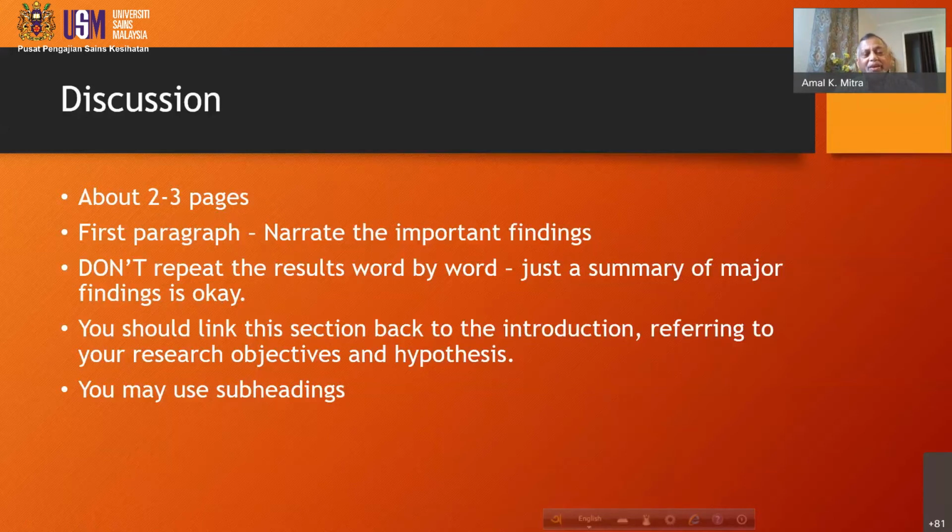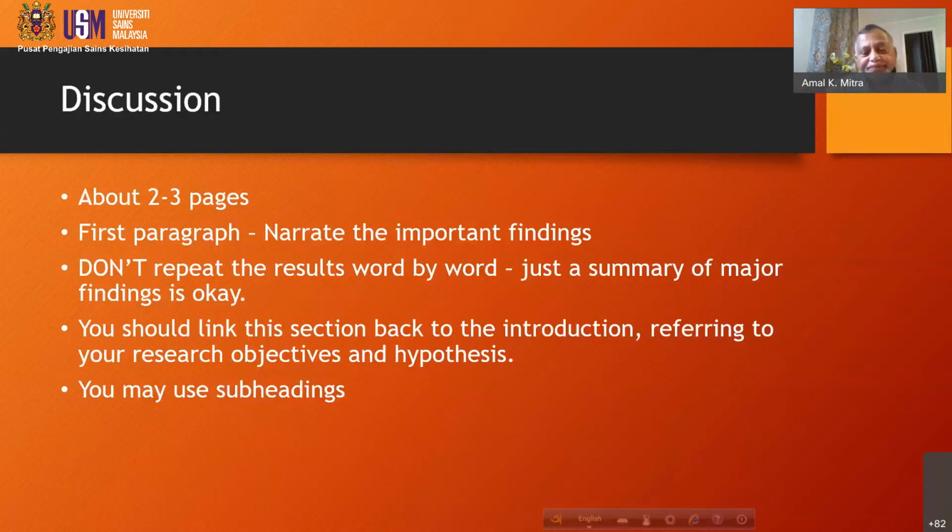Again, I'm saying if you have 4 important findings, narrate them in one paragraph, that is your first paragraph, and take one at a time and explain them, compare them with previous findings. What is their finding, what is your finding? Are they similar or different? And if you can do a little bit more, why if it is different?